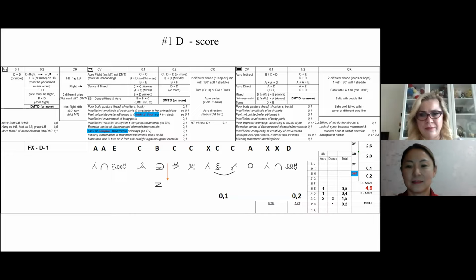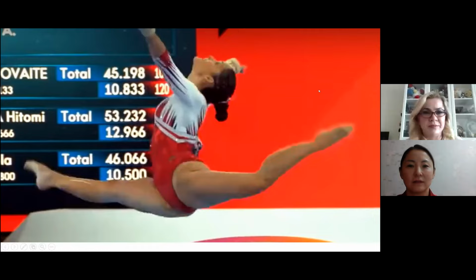Okay, great. I can see a screenshot about switch leap to ring. You see not enough arch and back leg below shoulder level.